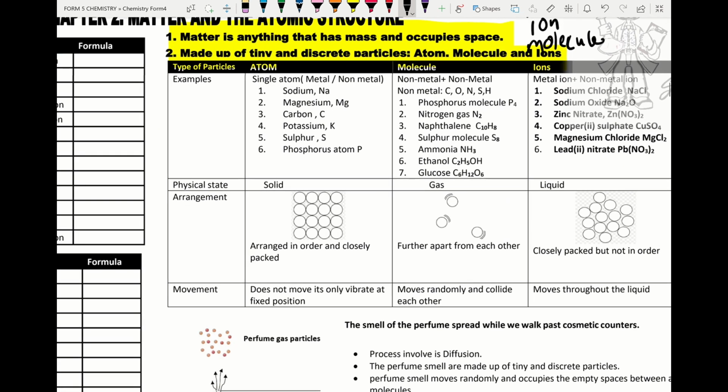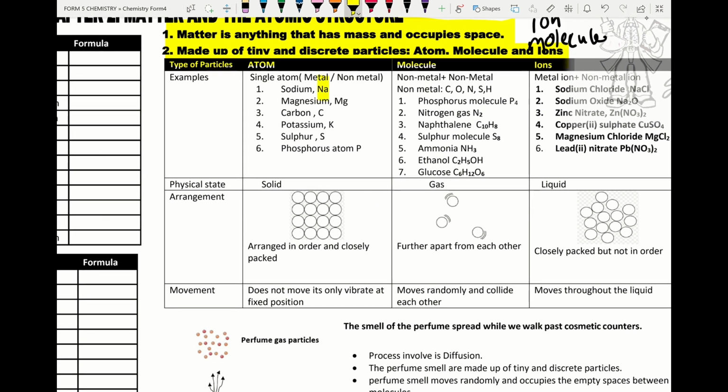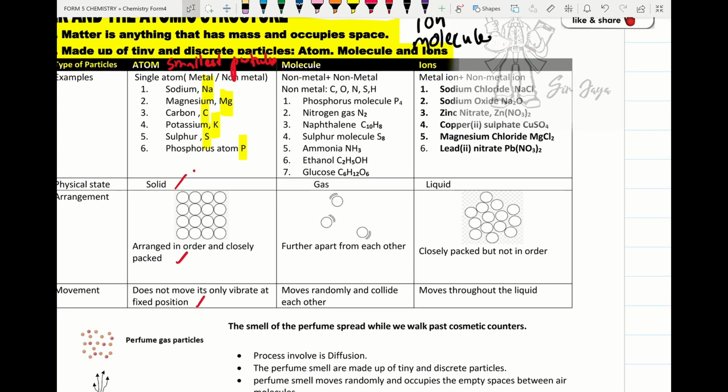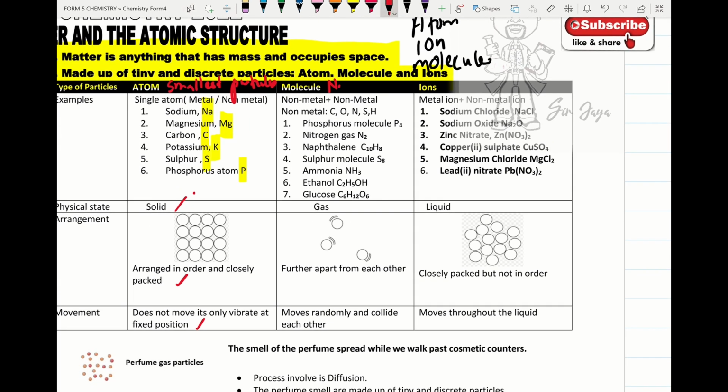So we try to check when there's a symbol, one capital, one small, and so on. All this is atom. Atom is known as the smallest particle. Most of the atoms exist in solid form. They are arranged closely packed and in order, and they do not move, they only vibrate and rotate at a fixed position.